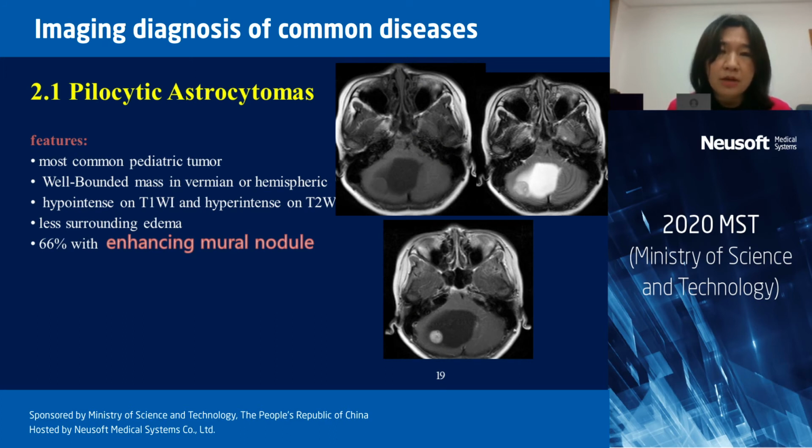2.1 Pilocytic astrocytoma. This tumor is common in pediatric patients. The well-bounded mass, often cystic, showing hypointensity on T1 weighted imaging and hyperintensity on T2 weighted imaging. The mass has little surrounding edema and an enhancing mural nodule.